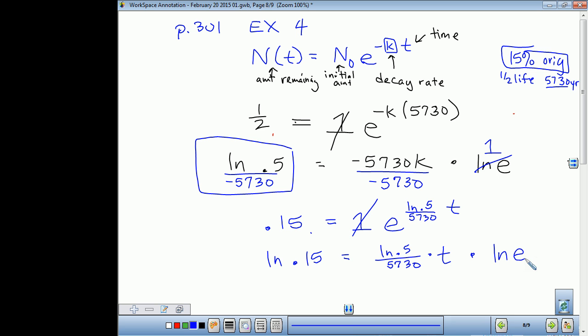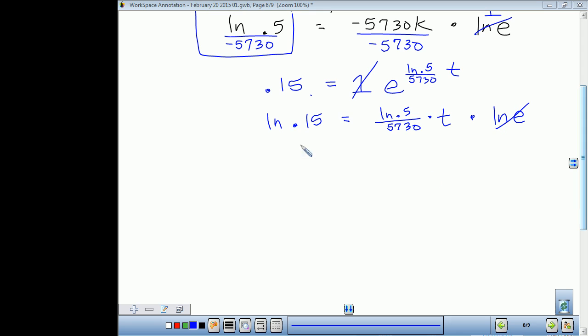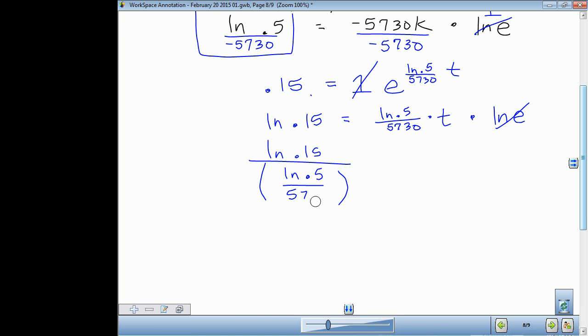Oh, you do ln of E both times? Because it's 1. Okay, so what we're going to have to do is this divided by that. So natural log of 0.15 divided by a fraction. On my calculator, to divide by a fraction, I better put it in parentheses. This is the exact time. But now I'm answering the question. So finally, I can approximate.